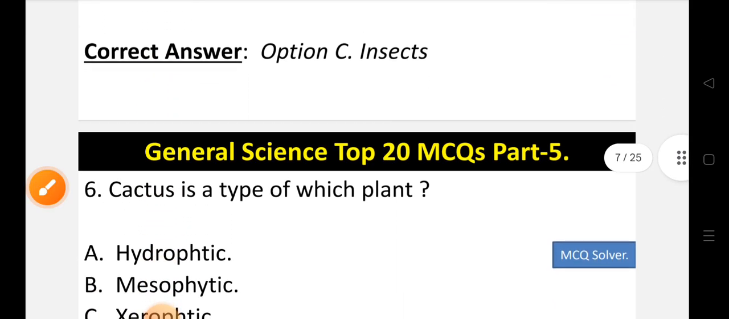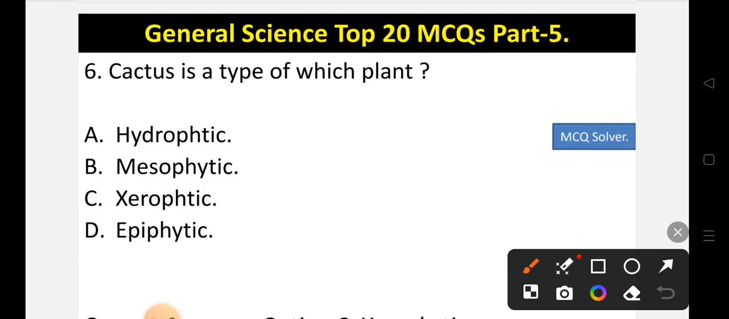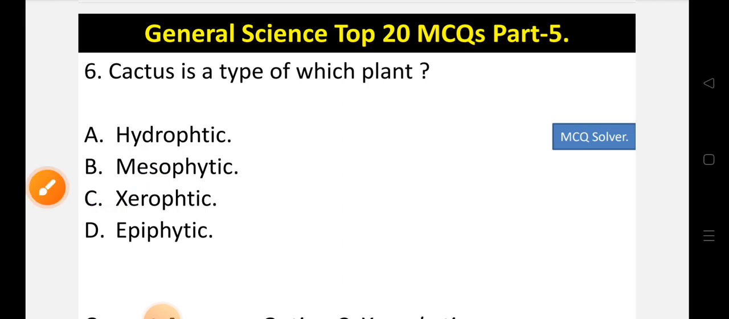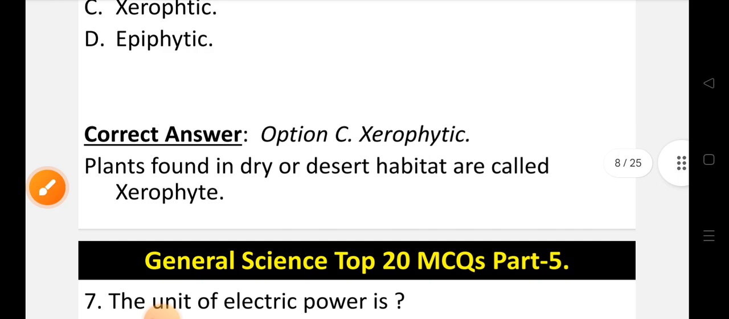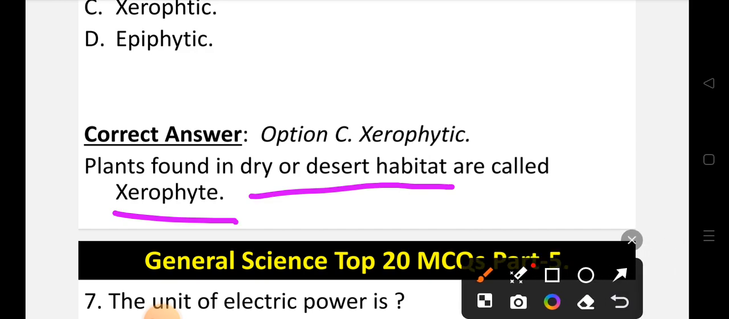Now let's move to question number 6. Cactus is a type of which plant? Cactus is a type of xerophytic plant. The correct option is option C, that is xerophytic. Xerophytes are plants which grow in dry regions and desert areas, and these plants can survive in dry and arid regions. Cactus is one of those plants. So C is the correct option. The plants found in dry or desert habitats are called xerophytes.